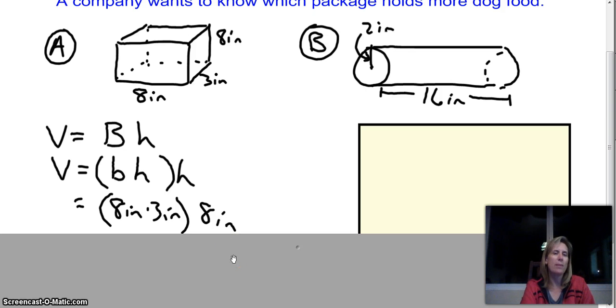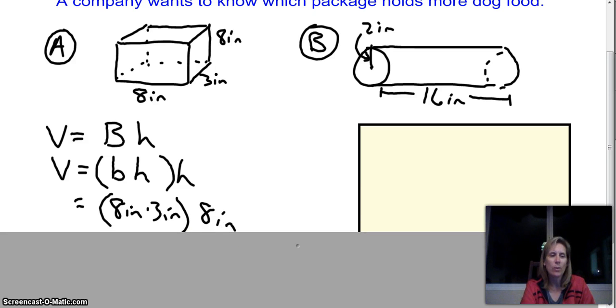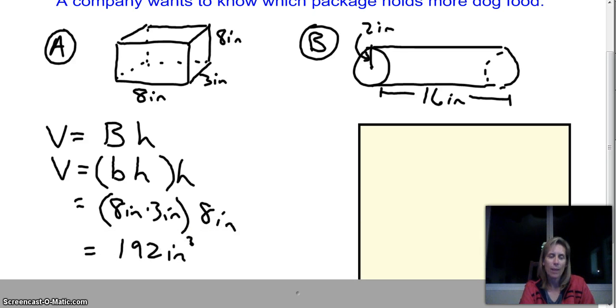24 times 8 is 192 inches squared. I'm sorry, it's inches cubed, isn't it? We have inches times inches times inches. We have inches cubed, which makes sense. This is volume. We're talking 3 dimensions.